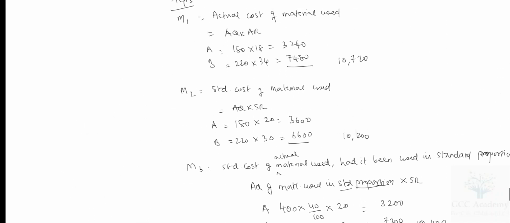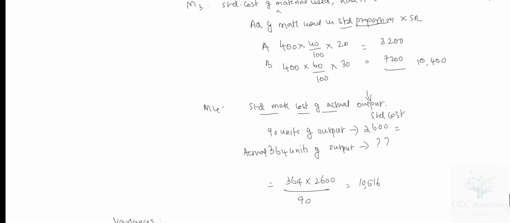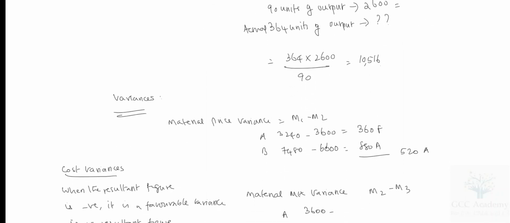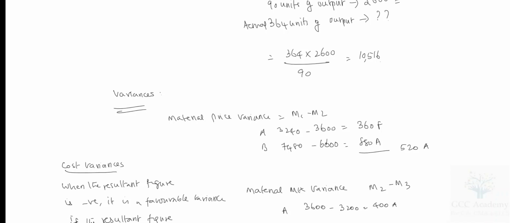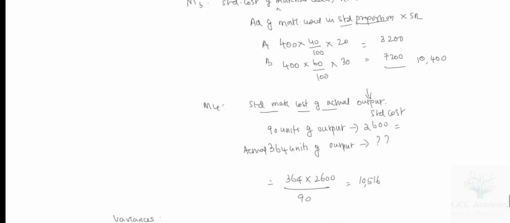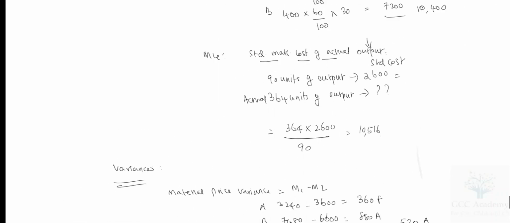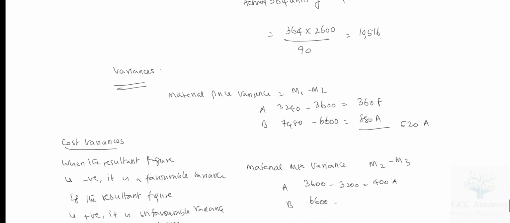What is M2 of A? 3,600. What is M3 of A? 3,200. So 400, as I said, adverse. If the number is positive, it's adverse. Similarly for B, you have to take M2 and M3. M2 for B is 6,600, M3 is 7,200. It's favorable. So 600 favorable. So net is 200 favorable.